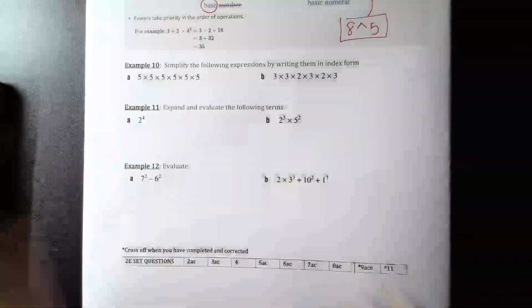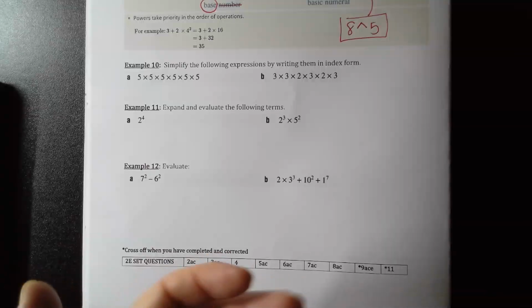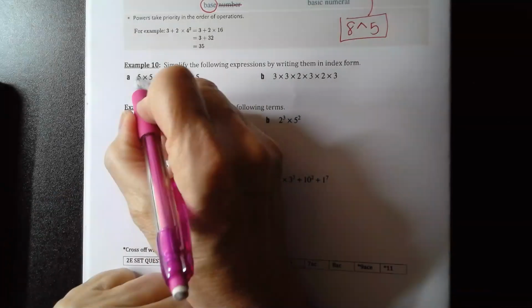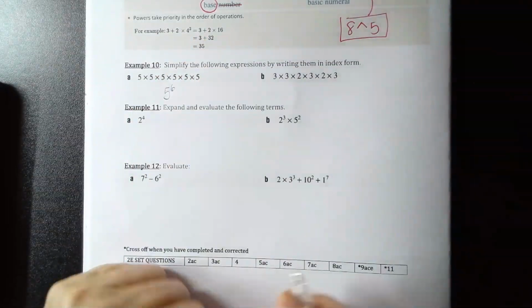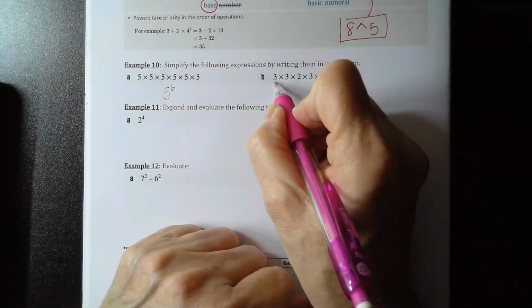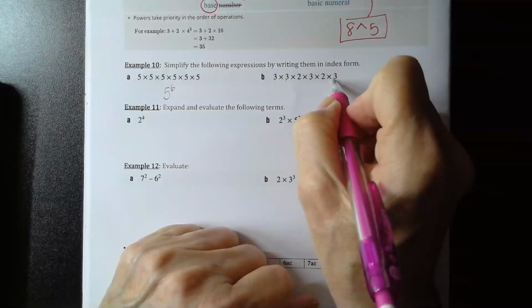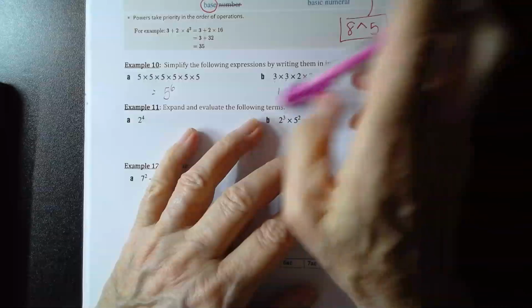Okay, so I'm going to get my trusty pencil out. I'm going to write these in index form. So with indices, I go 1, 2, 3, 4, 5, 6, 5 to the 6th power. And I write that 6 nice and tiny up at the top. And then I look at these and I go, there's 1 3, 2 3s, 3 3s, 4 3s. I'm going to put an equals there. So I go 3 to the 4th.